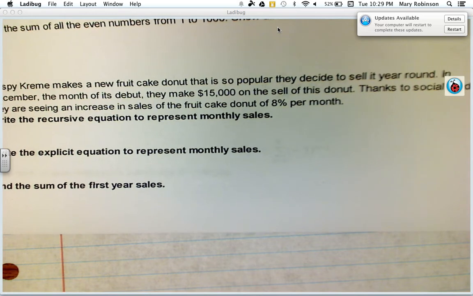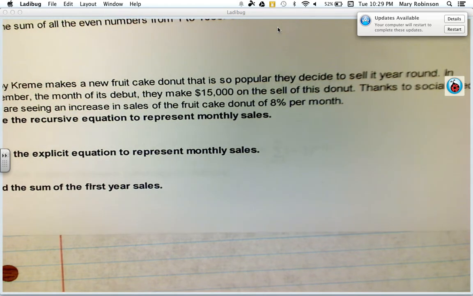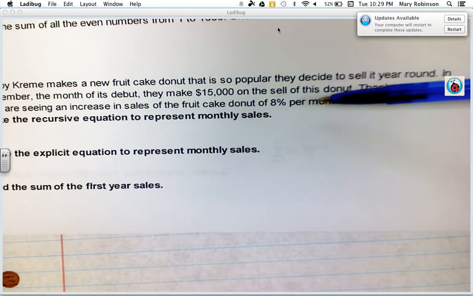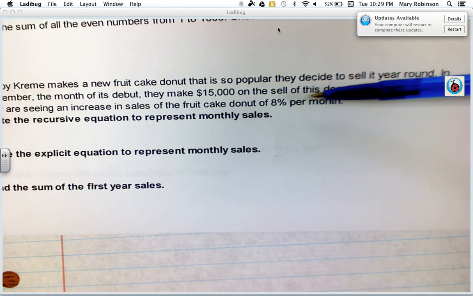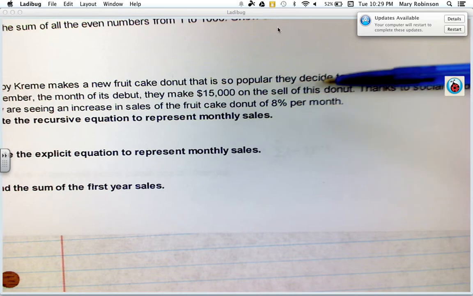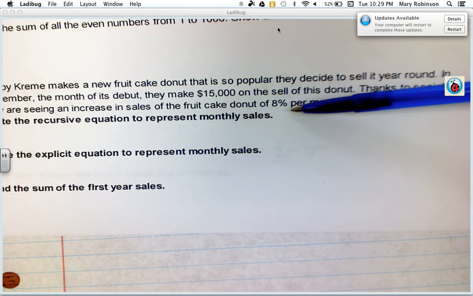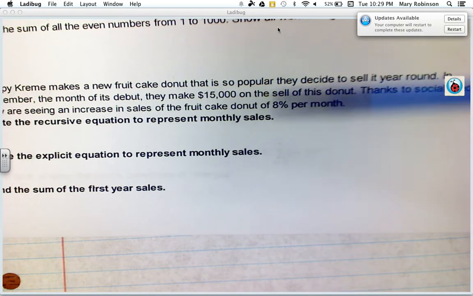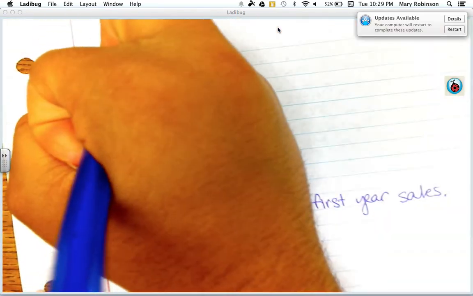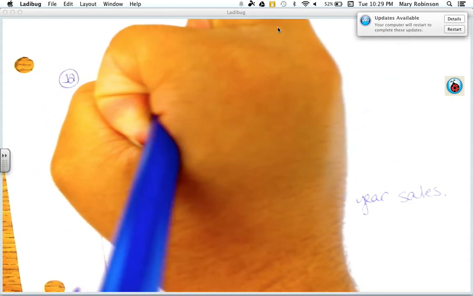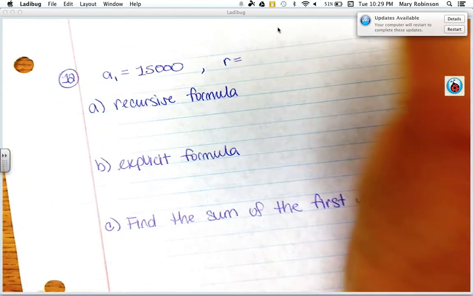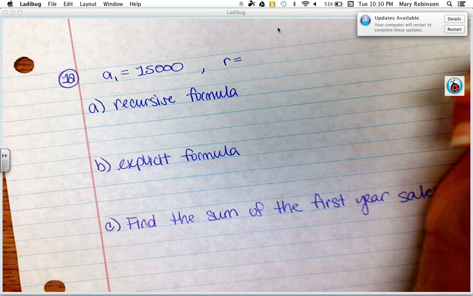Thanks to social media, they are seeing an increase in sales of the fruitcake donut of 8% per month. So based on this, our initial value, our a sub 1, is going to be 15,000, and this is a geometric sequence because the popularity of the sales is increasing by 8% each month. So our a sub 1 is 15,000 and our r value is 8%, so it's increasing 8% each month.